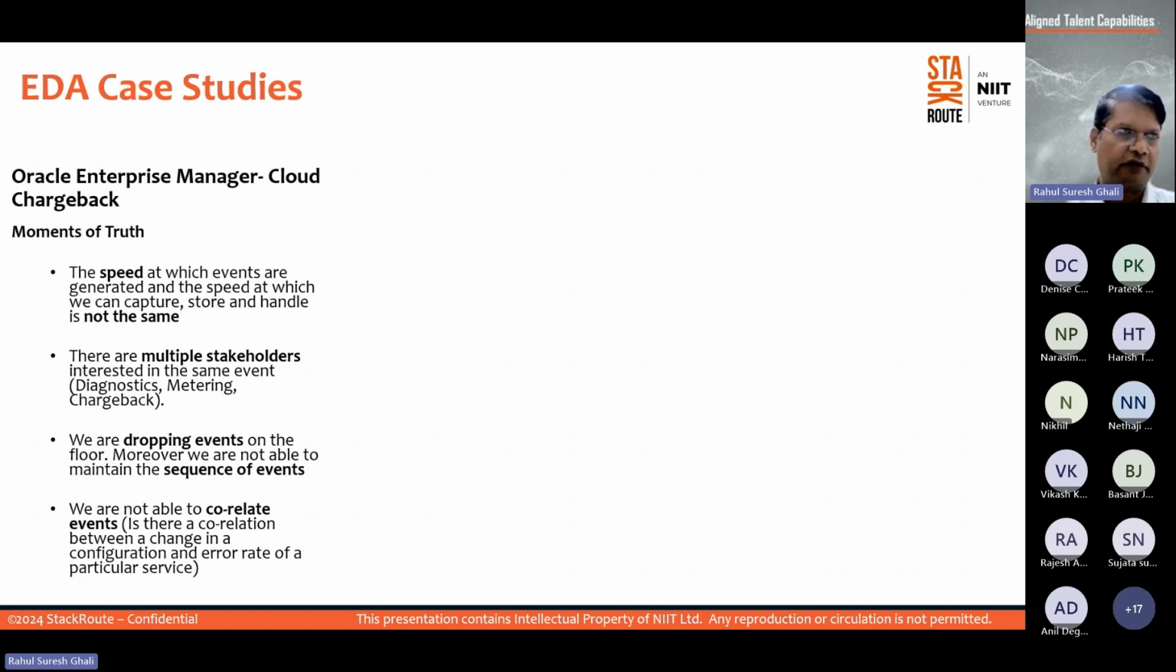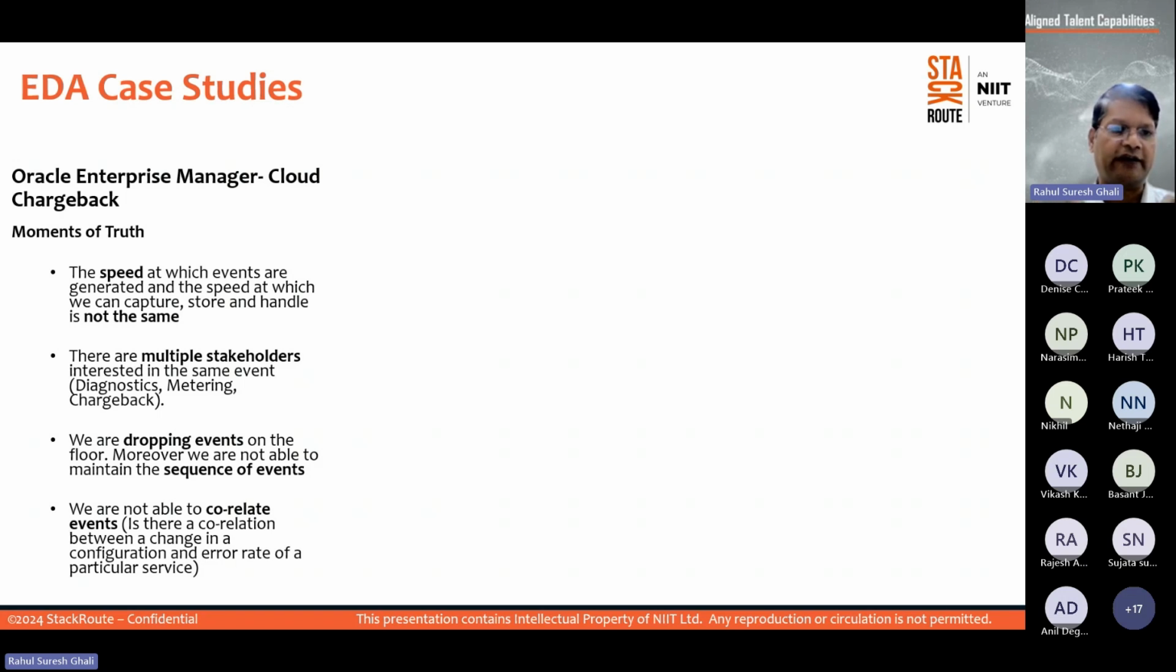And the fourth one was that our ability to correlate events was not there. What I mean by this is, if something happens to a SOA suite installation, maybe there is a configuration file which someone has changed, and because of that, 3 hours later, we start seeing some error logs, or we start seeing some performance issues, right?